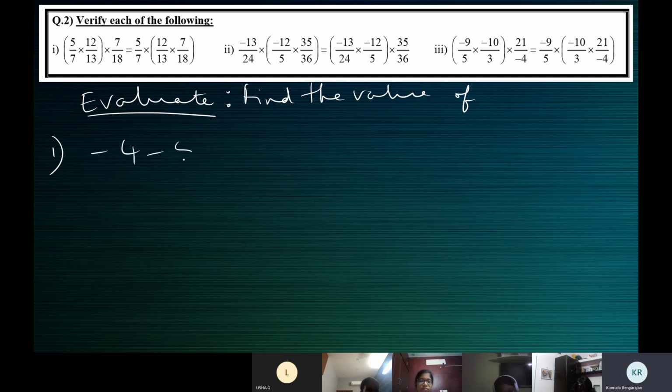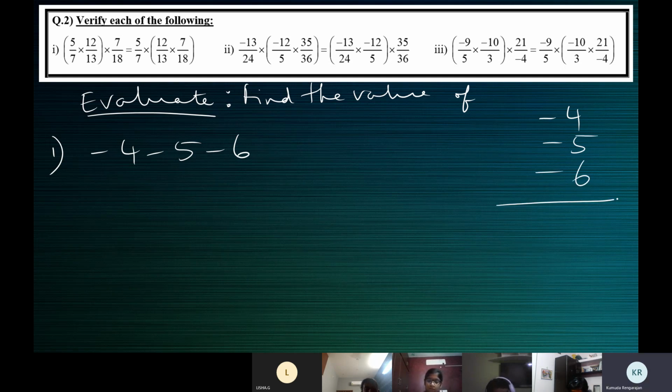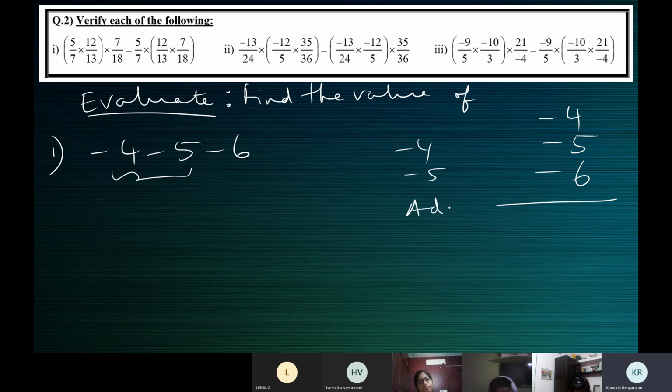So it's minus 4, minus 5, minus 6. There is no multiplication sign. There is no division. It's simply this number minus 4, this number minus 5, and this number minus 6. All of them have the same sign. So you can do two at a time. Same signs, minus 4, minus 5. Same signs, so you should add. You will get 9 and put the same sign. Then write this minus 6. Now again same signs, add and put the same sign.